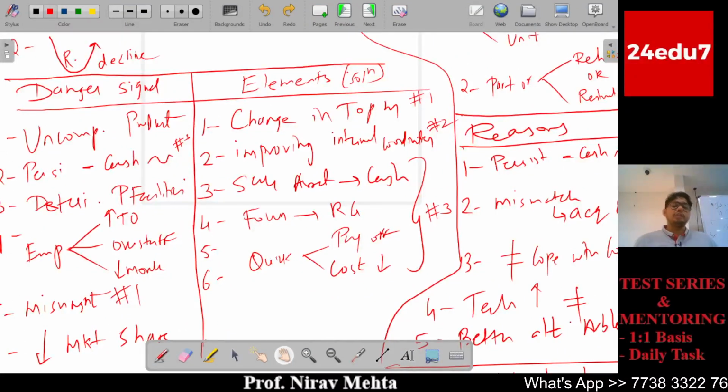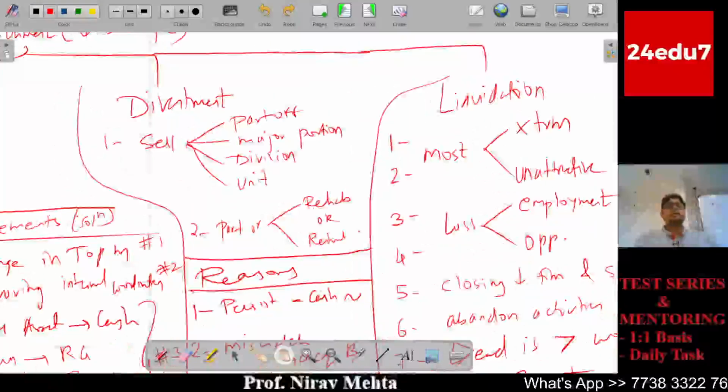Improving internal coordination. Sell asset, get cash. Focus on revenue generation. Quickly pay money, quick payoff activities. Cost reduction. Divestment: sell part of, major portion, division, unit, part of, or.